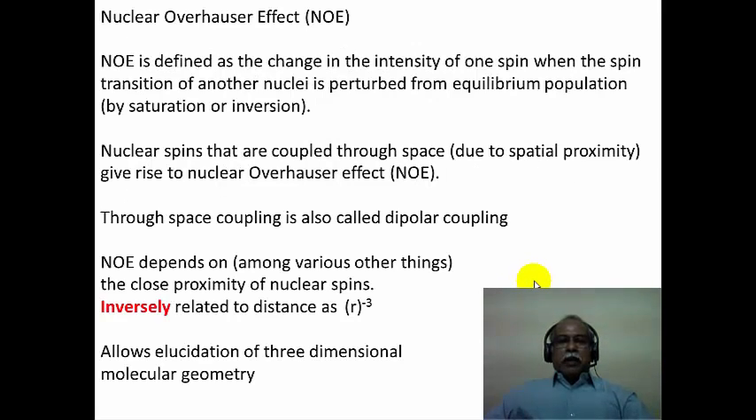So, NOE can be defined as the change in the intensity of one nuclear spin when the spin transitions of another nucleus are perturbed from equilibrium population. In other words, at room temperature, normally you have the equilibrium population when two spins are present, and this equilibrium population of one of the spins can be disturbed if the other nucleus is simultaneously irradiated with a second radio frequency.